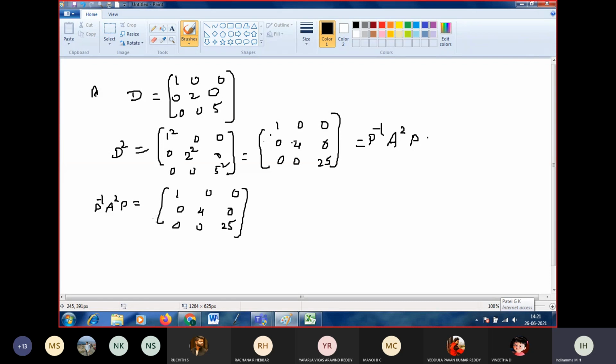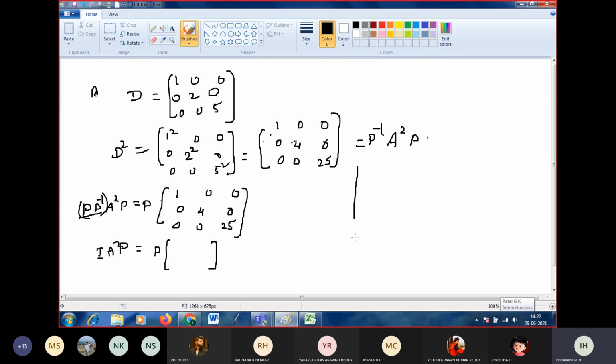But I want a square. How to find a square? Pre-multiply by P on both sides. So P inverse into P is I, into A square. P is equal to P into the diagonal matrix square. We will get it.